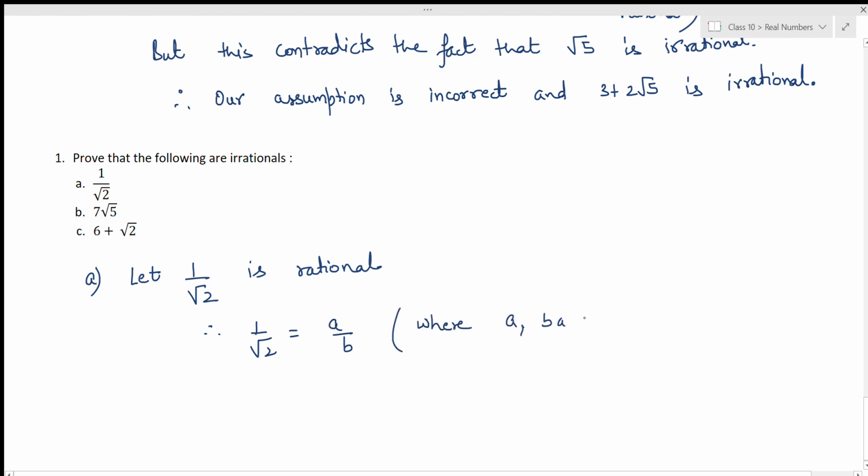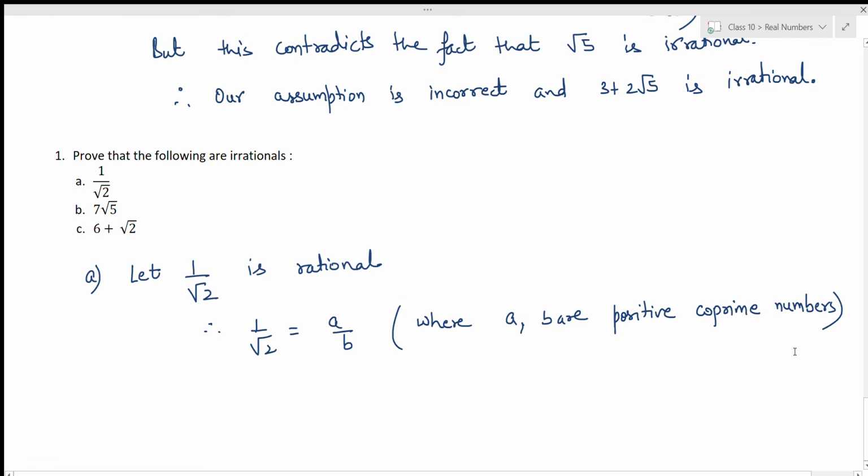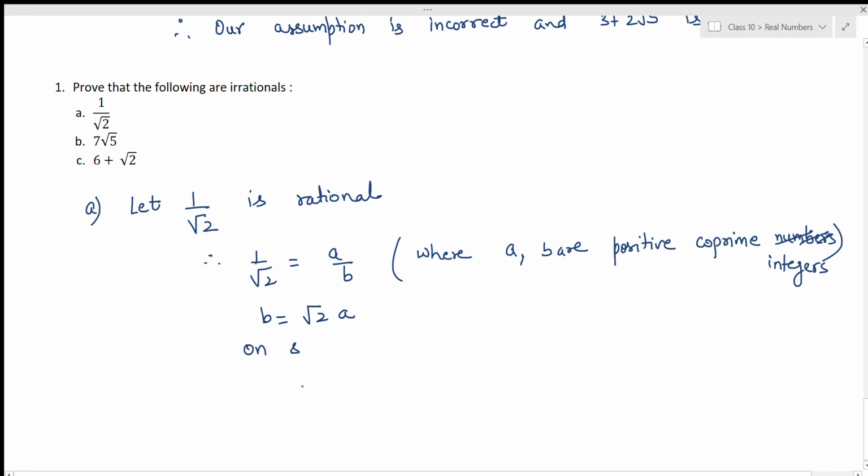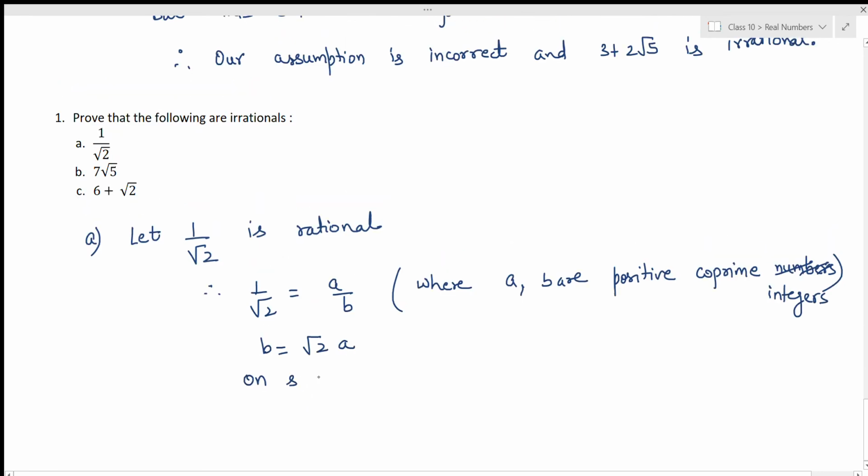a, b are positive co-prime numbers, or instead of numbers you can say integers. Better to say that, not numbers. Now let's cross multiply again. So you will have b equals root 2 a, which on squaring both sides, you will get b square equals 2a square.